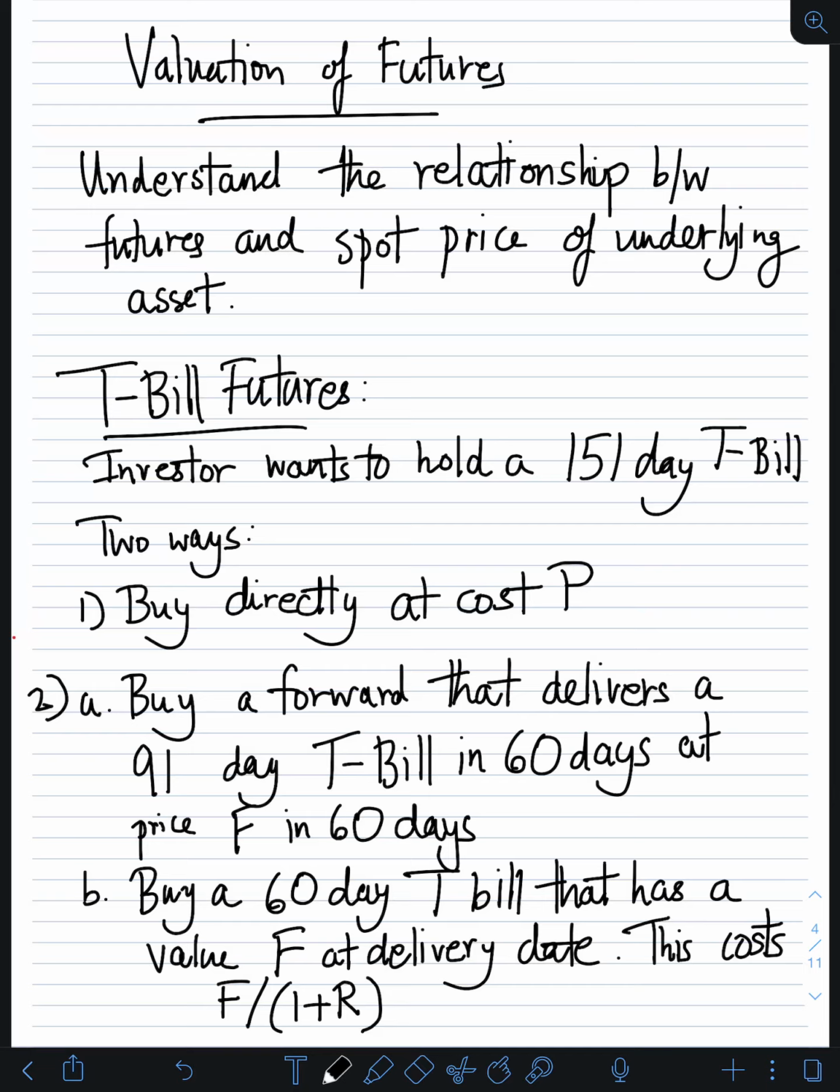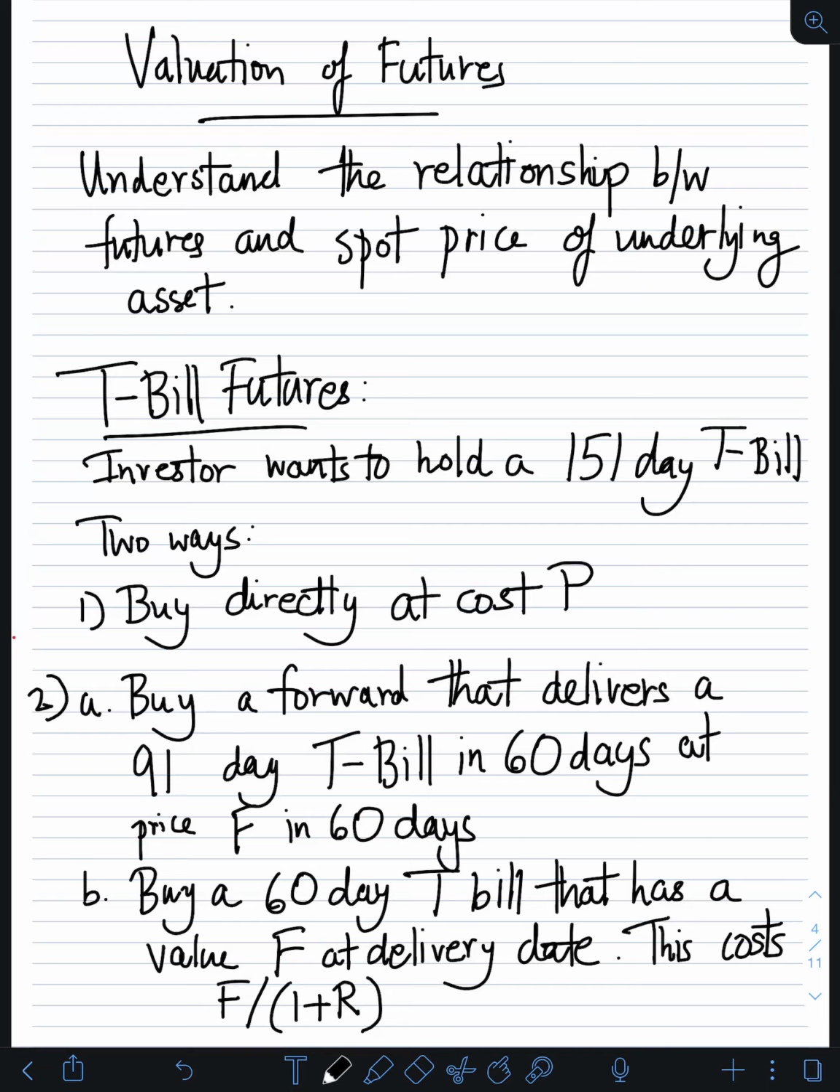The first example we could use is a T-bill future, to try to understand how we're going to price a T-bill future. So assume there's an investor who wants to hold a 151-day T-bill. Basically the investor has two choices for how they can go about purchasing this 151-day T-bill. The first thing is they could just buy the T-bill directly at a cost P. That cost P would happen today. So you'd pay a price P and then obtain the T-bill and then find out whatever cash flows you get at the end of the 151 days.